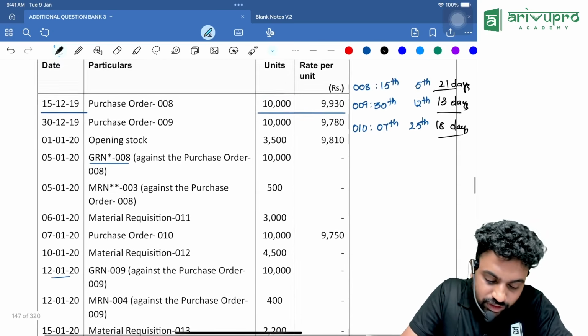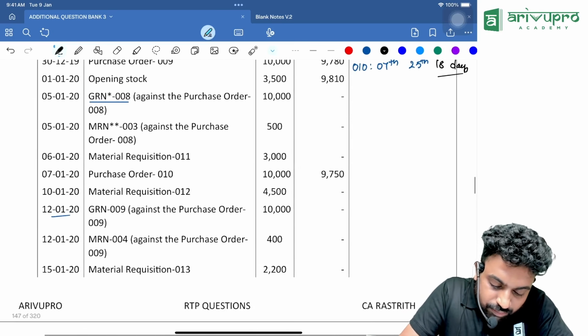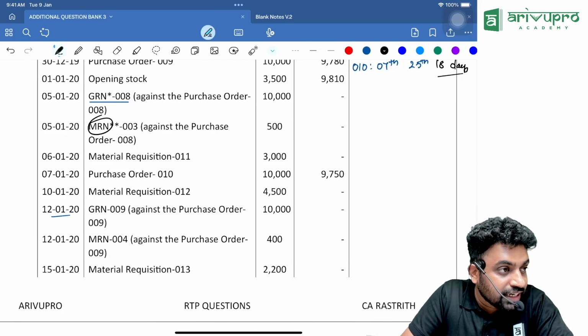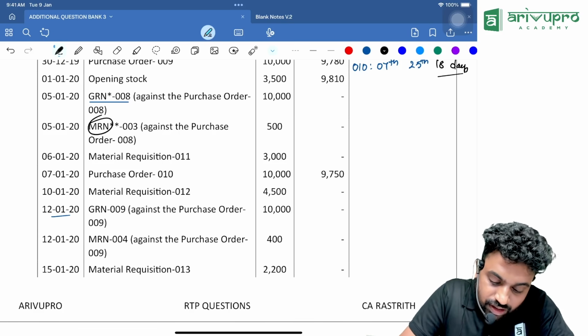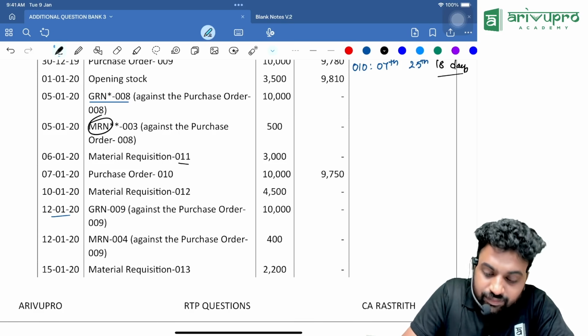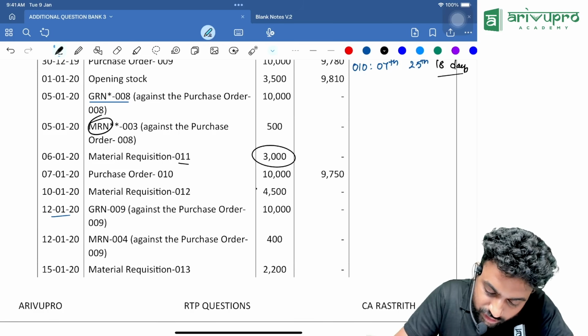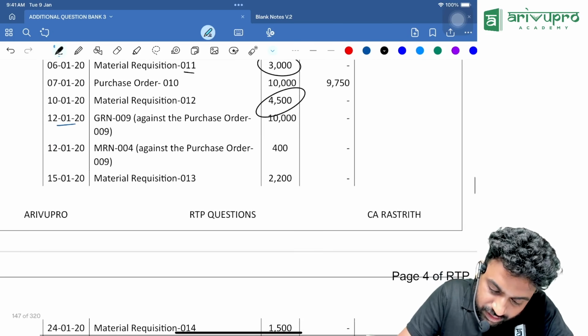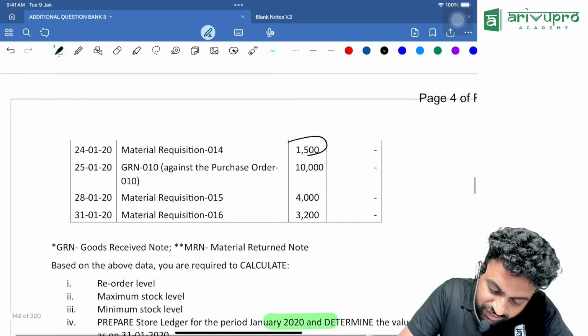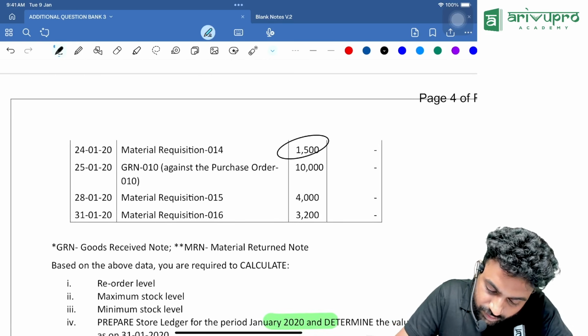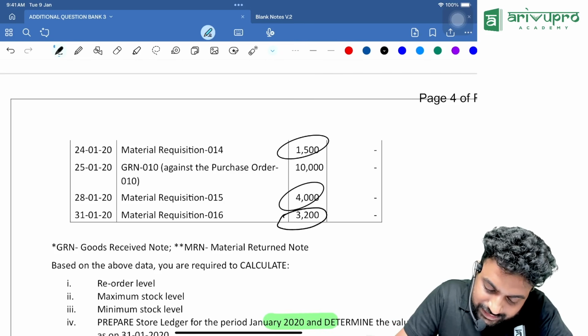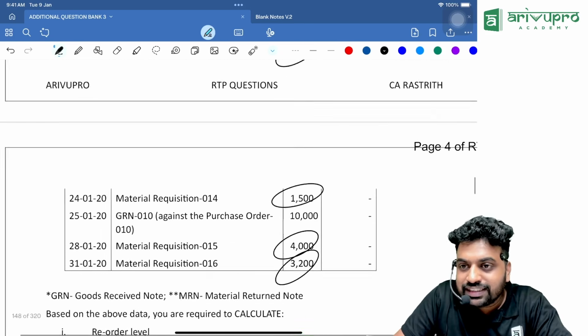Consumption, what can we do? Try to understand. MRN is a return note, what we are sending to the supplier. Listen. Material requisition is there. 3000 units once. Correct? 4500 is also there. Correct? 2200 is there. 1500 is there. 4000 is there. 3200 is there. Now my question is very simple.